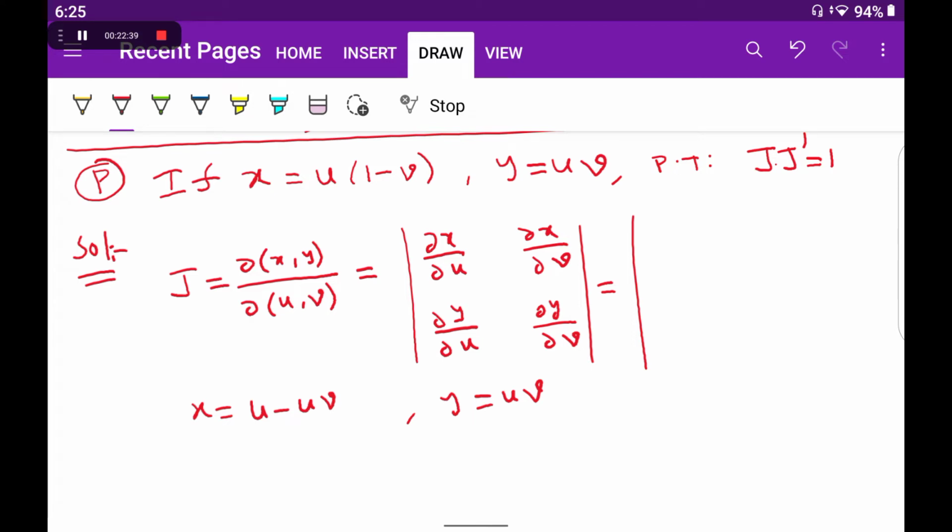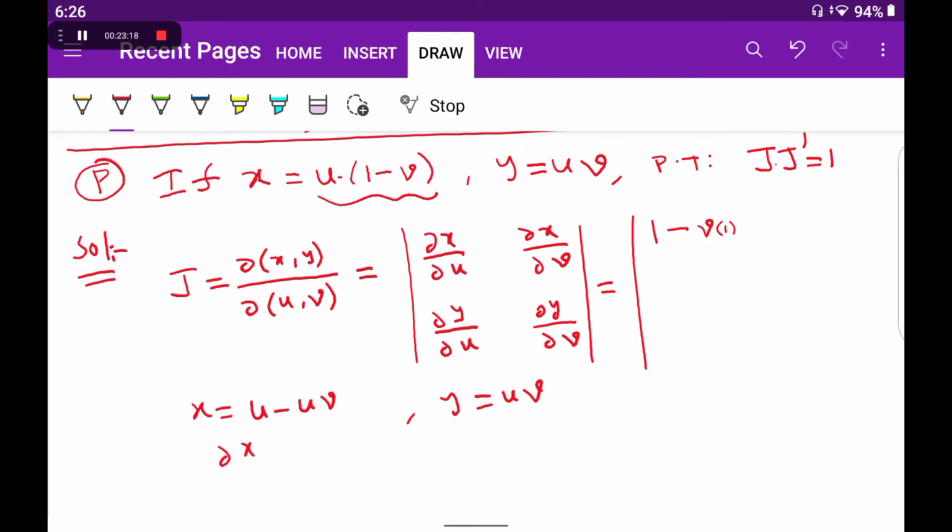So therefore, ∂x/∂u. We are differentiating x with respect to u. In the first term you have u, so it is 1. Minus, in the second term you have uv. We are differentiating with respect to u, so v is constant. Derivative of u is 1. So 1 minus v. From here also directly you can do it, let us do like that.